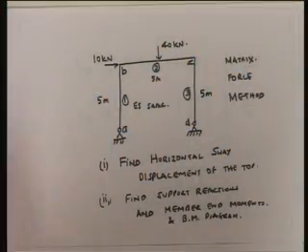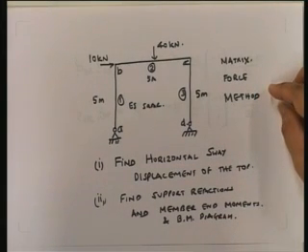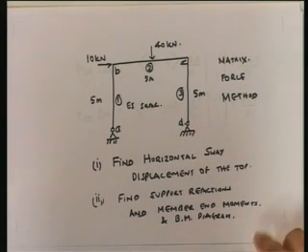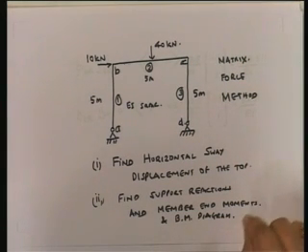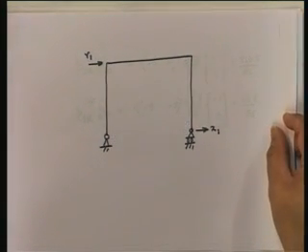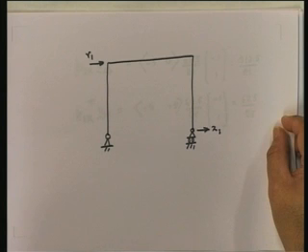Now let's see what the steps were. This was the problem that we had: using the matrix force method, you had to find the horizontal sway of the top, and find the support reactions, member forces and bending moment diagram. Then the way we went about it was that these were the 2 degrees of freedom which were defined, and ultimately what did you do?